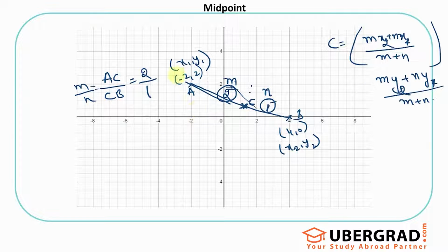Now, if I am going for this example, 2 is to 1 for (-2, 2), what should I do? So 2 is to 1.